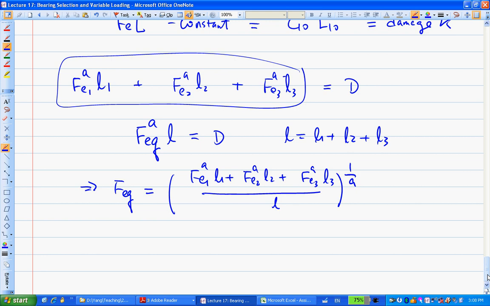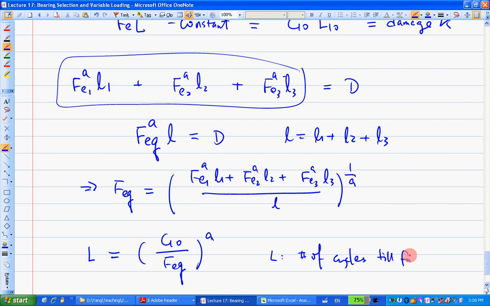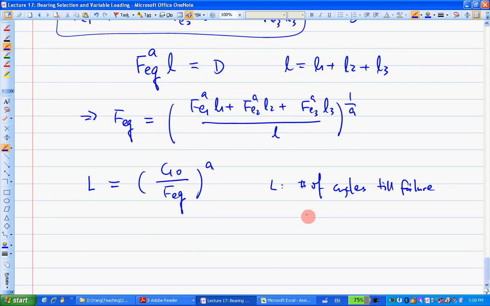Once we find FEQ, we can ask how many cycles until failure if you subject the bearing to the FEQ only. L equals C10 over FEQ to the power of A. So L is the number of cycles until it fails when subjected to FEQ only.